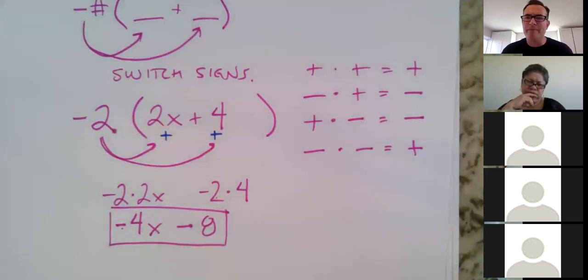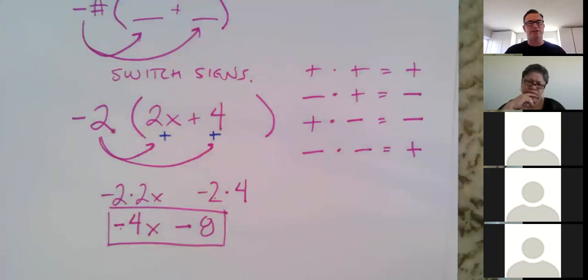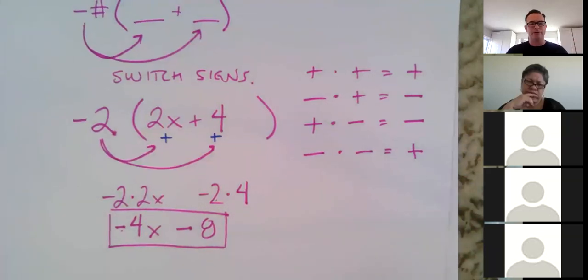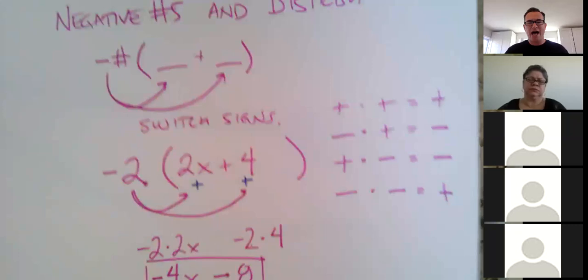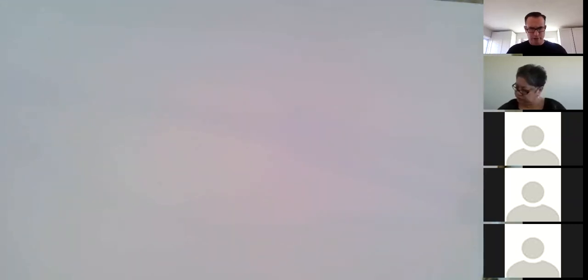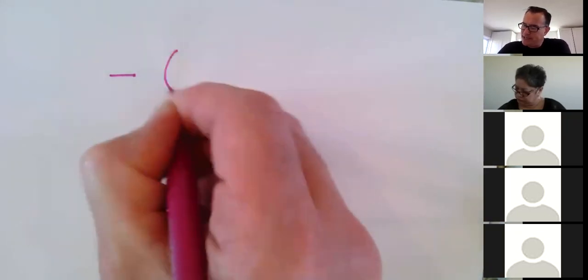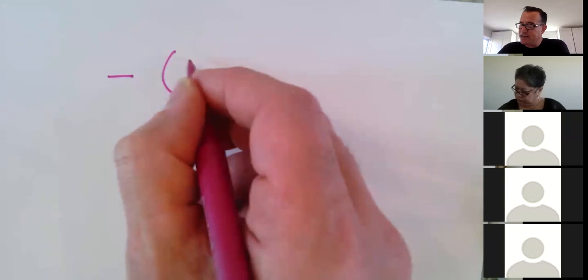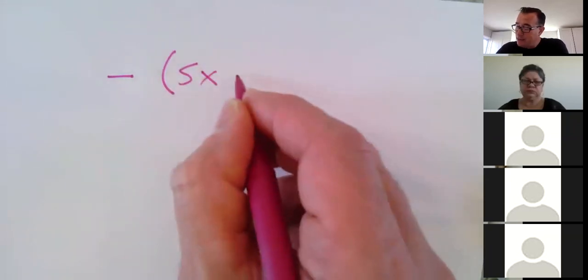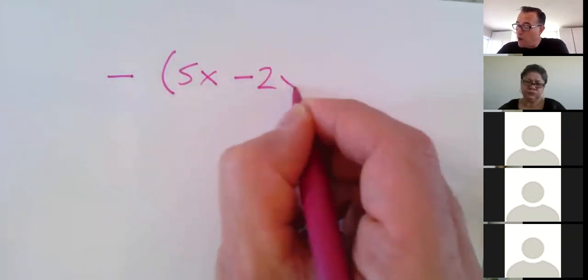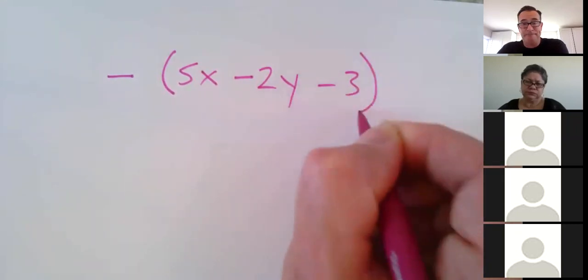Now, I'm looking at my time a little bit. We've still got about 2 minutes, so I've probably got time for 2 more examples to show you what you've got to do with this. I don't think they should be too hard though. So I want to show you another. If I have a negative outside and let's say inside here, I've got 5x minus 2y minus 3, okay?